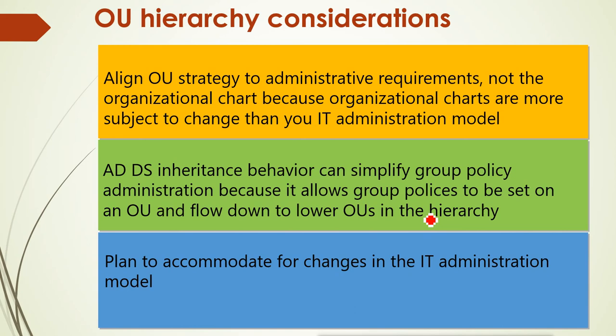Then also, we create OUs because we want to apply the group policies, and group policies will be inherited to the lower OUs. That means if we create one OU, inside that we can create another OU. This is what nested OUs are. Then inside that OU I can create another OU. Now if I apply some policy on this OU, it is going to be inherited to this OU and all these sub OUs, all these nested OUs. Then plan to accommodate for change in the IT administration model also. So if you are creating nested OUs, hierarchical OUs, then you have to plan for the change also.